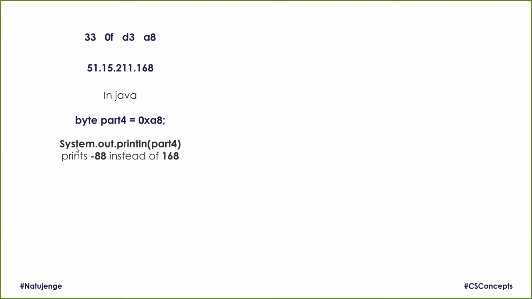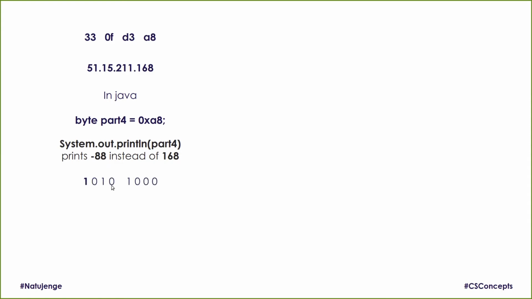Now, if you do System.out.println on the last part, instead of getting 168, you get -88. Because when we learned about data types, we saw that the byte in Java is a signed number, meaning that it goes from -128 to +127, and 168 is not in the range. So the 168, as those bits are set, is actually a negative number. And how do we know that?